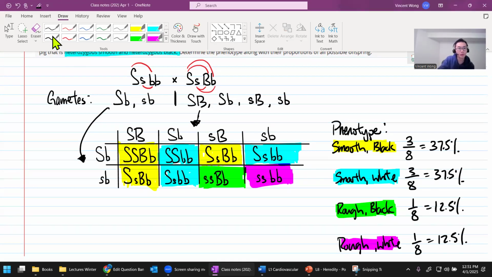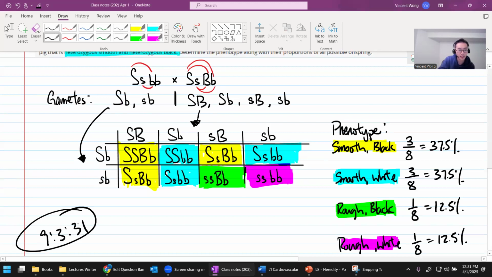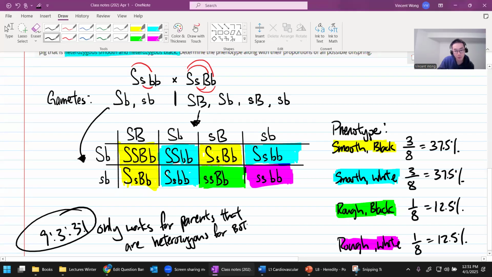Now I want to caution you, the 9:3:1 ratio that I taught you last class will not work in these situations. This only works for parents that are heterozygous for both characters. Do you understand? This parent is heterozygous for both, but this is not, right? This is heterozygous for the smooth and rough, but it's homozygous for the black and white. So I cannot use the 9:3:1 ratio. The only way to do the question is to draw the table. Okay.